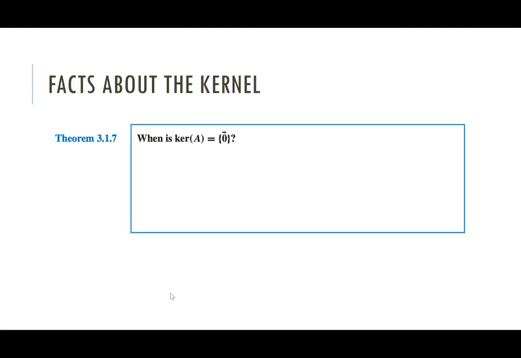Okay, let's end with some facts about the kernel. I actually kind of like the way your book phrases this. When is the kernel equal to zero? If we can get our minds around this, I think it'll be a good indication that we've understood some fundamental things about the kernel. So what matrices make it such that their kernel is equal to zero?